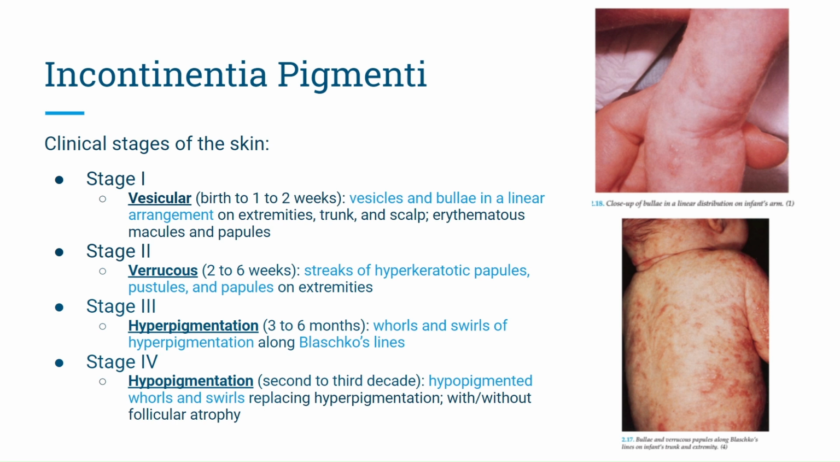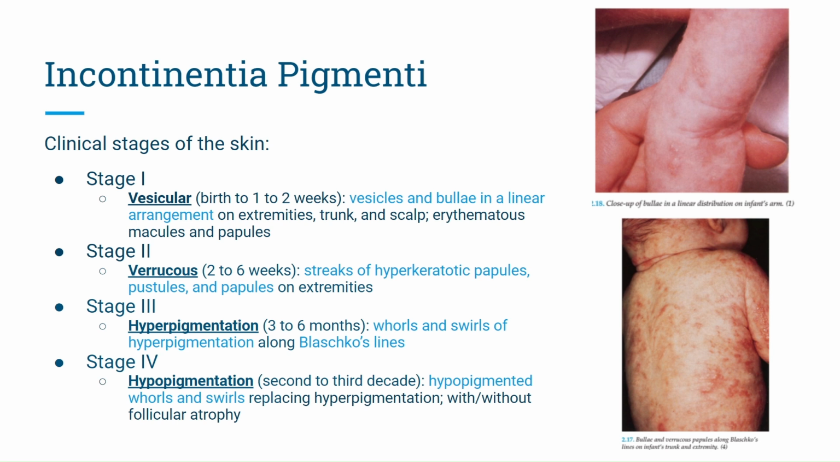Stage 2, a few weeks later, verrucal stage. You're going to see streaks of hyperkeratotic papules, pustules, mostly on the extremities, and they're going to be in that streak-like pattern. Stage 3, hyperpigmentation, 3 to 6 months, whorls and swirls of hyperpigmentation, and this is along lines of Blaschko.